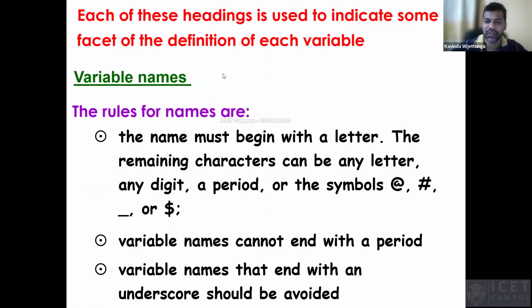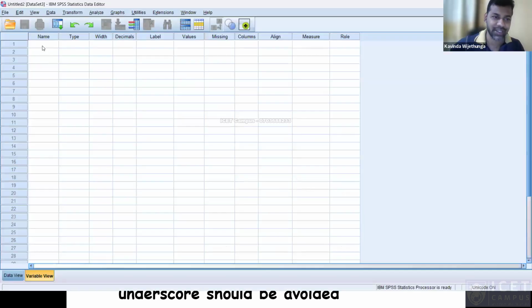Variable names are an important thing. When we are typing a variable name, we have to consider these things. I think it's better to note this down. Sometimes you may find mistakes when typing the variable names. The rules for names are: the names must begin with a letter. So first you have to start with an English letter. It can be capital or simple, it doesn't matter, but you have to start with a letter. The remaining characters can be any letter, any digit, a period, or the symbols at, hash, underscore, dollar. Anything we can use, but the first character should be a letter.